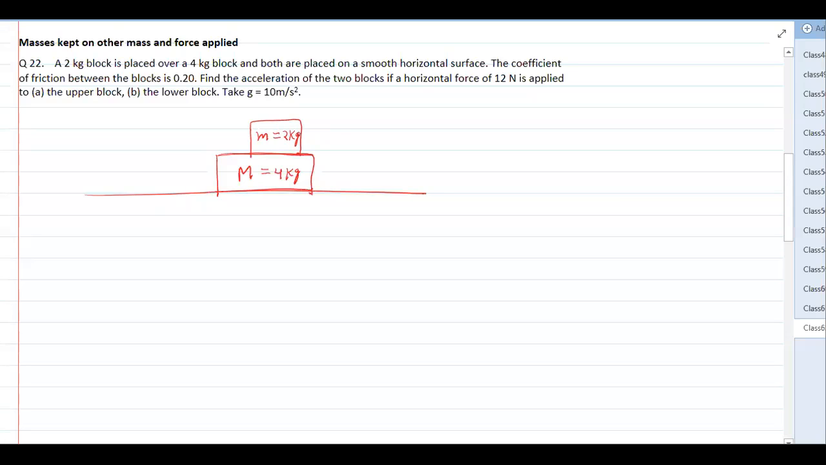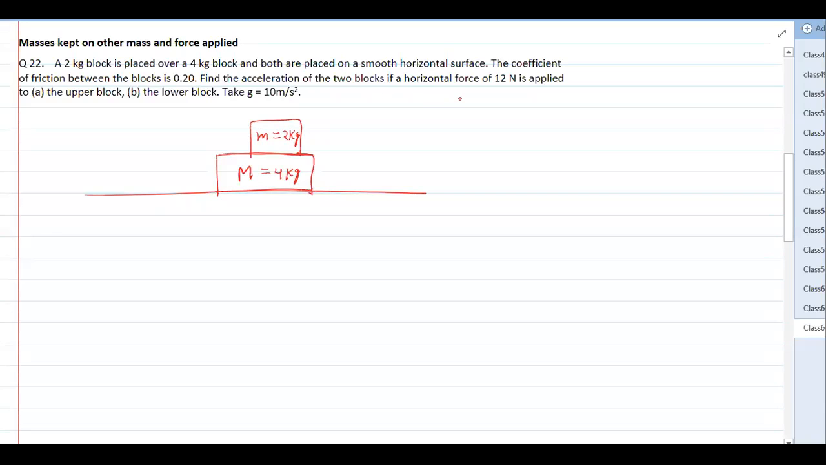Both are placed on a smooth horizontal surface. The coefficient of friction between the blocks is 0.2. Find the acceleration of the two blocks if a horizontal force of 12 Newton is applied to the upper block and to the lower block. So this is the question. So if a 12 Newton horizontal force is applied, what will be the condition? What will be the accelerations?